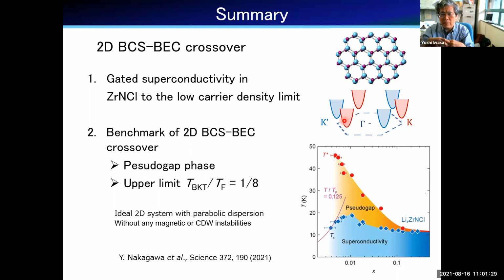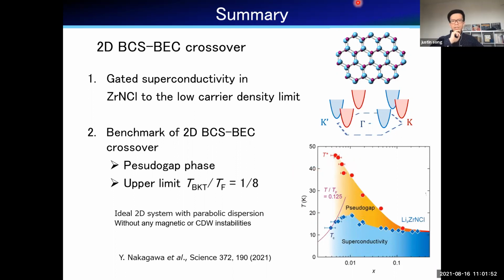This is somehow what we are thinking about, and the theory predicts this pair formation temperature. The pair formation temperature is enlarged because it is 2-dimensional, which is totally different from the other cases. I see.